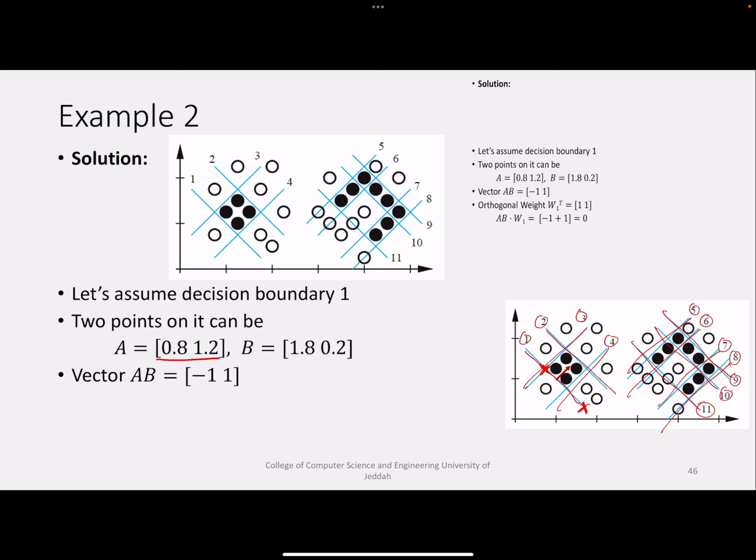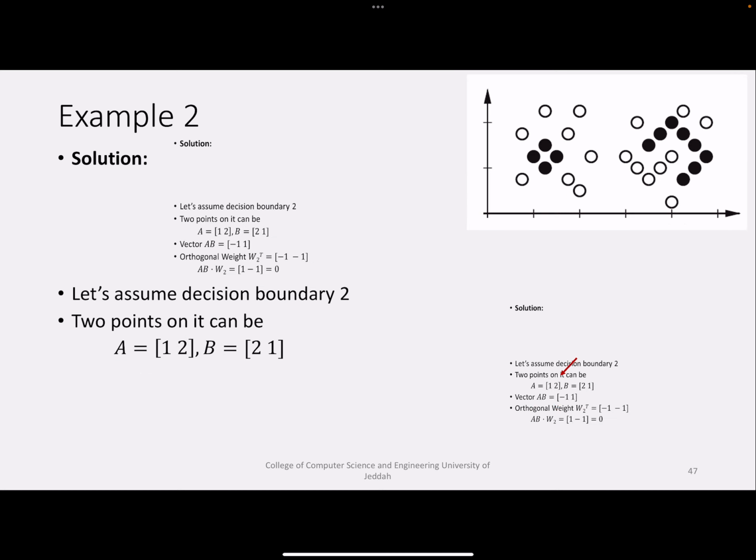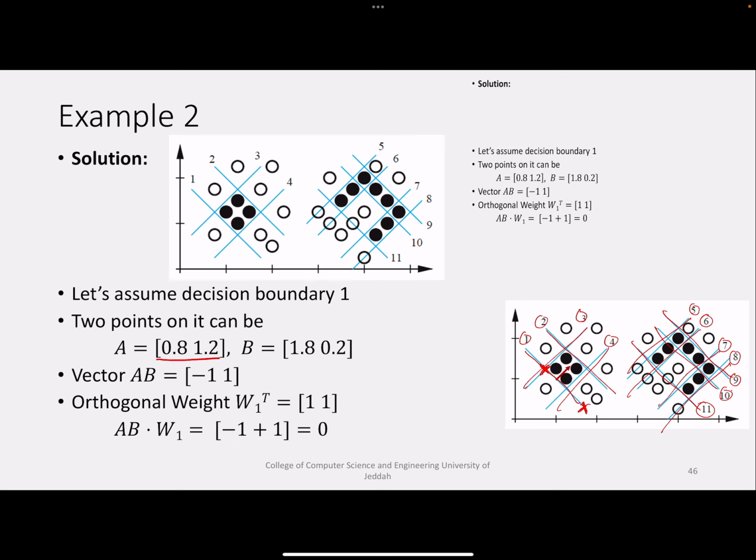Using them, we come up with a vector between these 2 points, AB. We find an orthogonal vector, and that orthogonal vector happens to be W1, which is 1, 1. And this is what it means: it's a vector pointing in this direction, this red arrow that you see drawn over here. Anything to that side will produce a positive number, a 1.